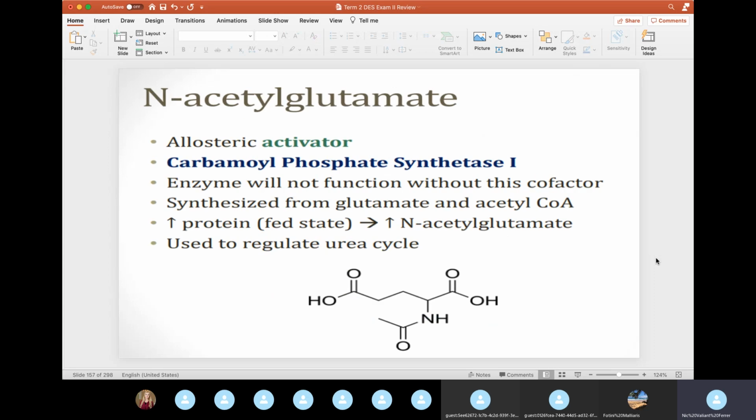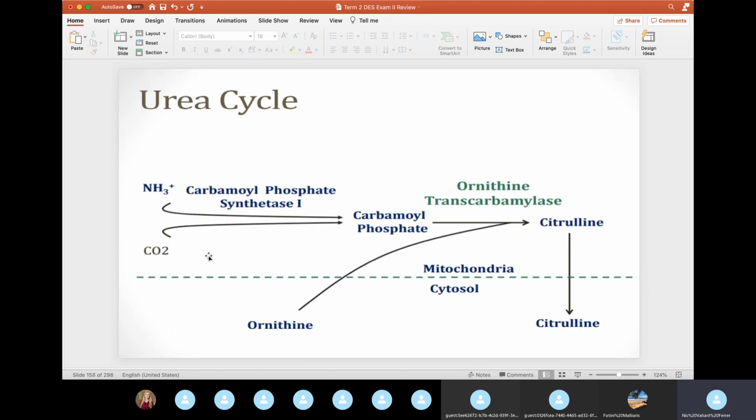High yield: N-acetylglutamate is an activator of your CPS1. The enzyme will not function without this cofactor. This is synthesized from your glutamate and acetyl-CoA. If you're in the fed state and you increase your protein, you are activating this N-acetylglutamate, right? This is used to regulate your urea cycle.